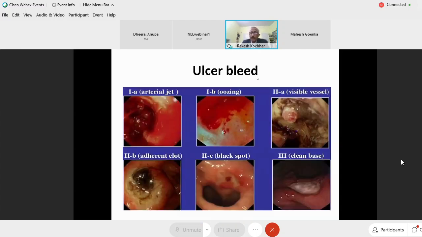Now, other causes of bleeding from the upper GI tract: ulcer bleed is second only to variceal bleed. You can have a jet-like bleeding, an arterial jet, or a continuous slow ooze, or only a visible vessel. Sometimes you may have no active bleeding, but there may be an adherent clot. If you remove this adherent clot, you may have a visible vessel. You may even have oozing at times because of dislodgement, disturbing the vascular lesion, or you may get a black spot, or you may get a clean base. So this adherent clot, if you remove it, you can probably change the classification.